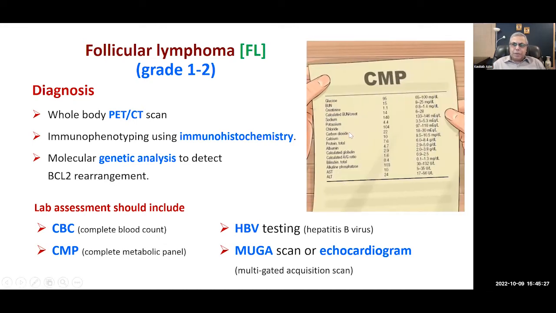And this is your metabolic panel. I've shown you previously as well. You can have a quick review over here of your complete metabolic panel.